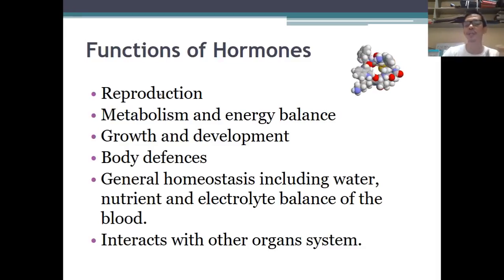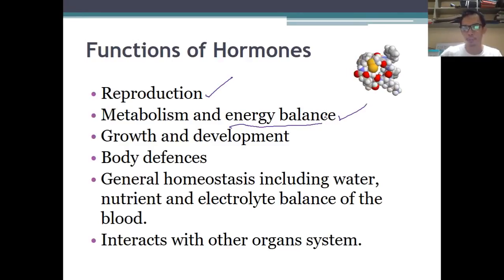So it depends on what kind of hormone is produced and what kind of organ the hormone came from. In some cases, hormones can be used in reproduction. In some instances, like the pancreas, the hormones can be used for metabolism and energy balance, for example, sugar metabolism. Next, growth and development, like the thyroid gland. The parathyroid gland is for body defenses.